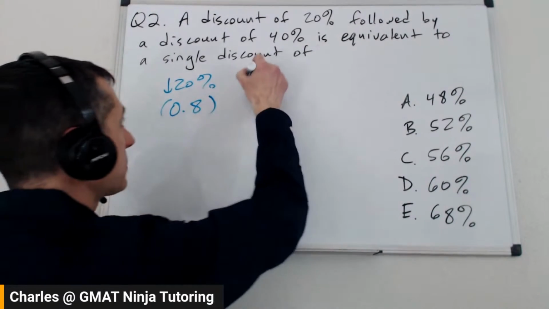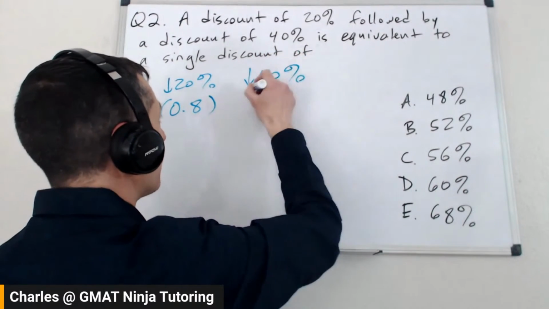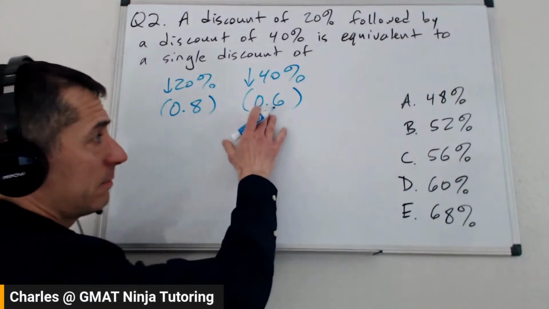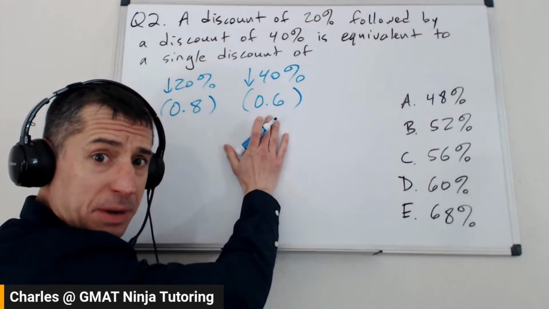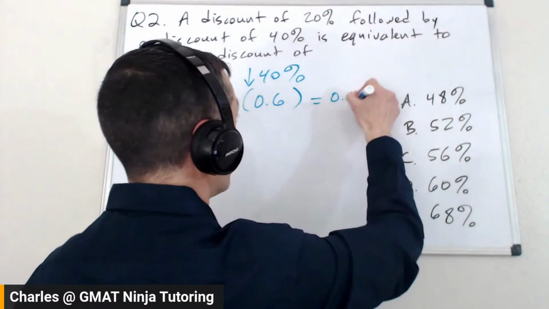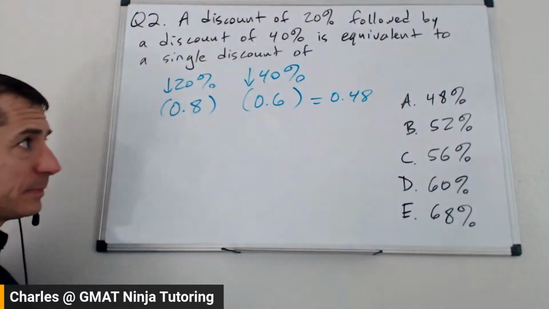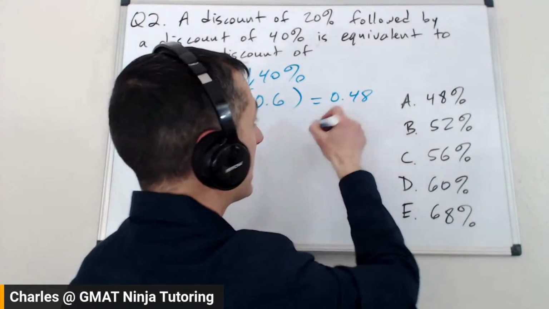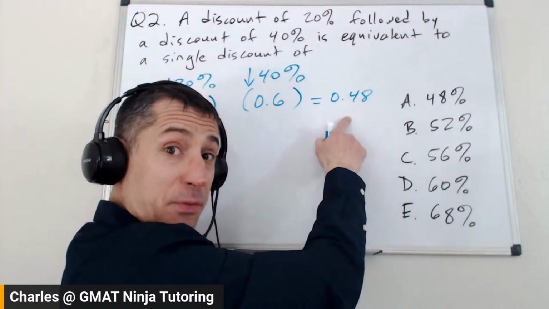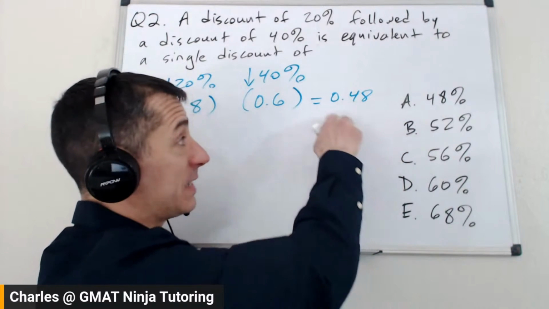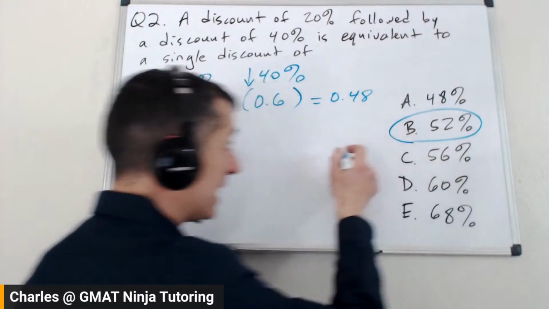If you go down by 40%, what are you going to punch in? Well, you're going to multiply by 0.6 if something goes down by 40%. Okay, you multiply those two together, you get 0.48. And your answer is not A. Because if you multiply something by 0.48, what are you really doing? It's going down by 52%. So the discount here would be 52%.